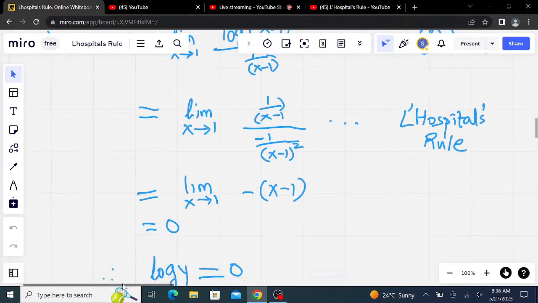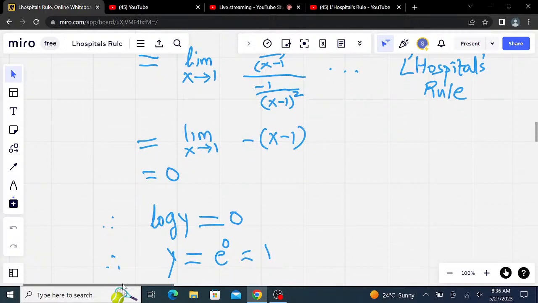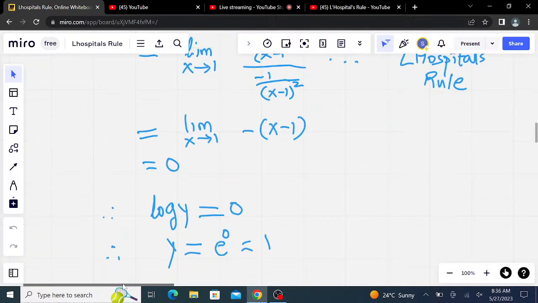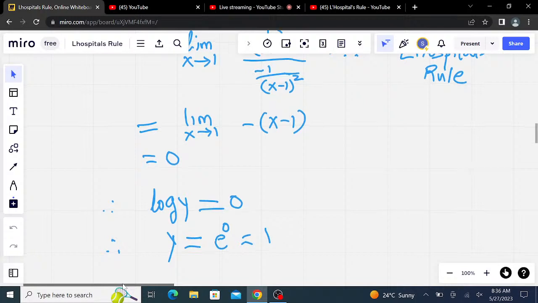Now let us apply the limit on it, which becomes 0. Again we have got the value of log y as 0, so we have to apply anti-log, and we get y equal to e raised to 0, meaning thereby 1. So the limiting value is 1.